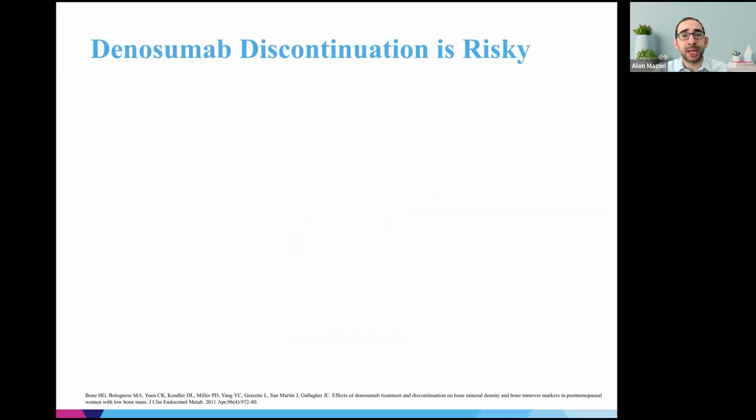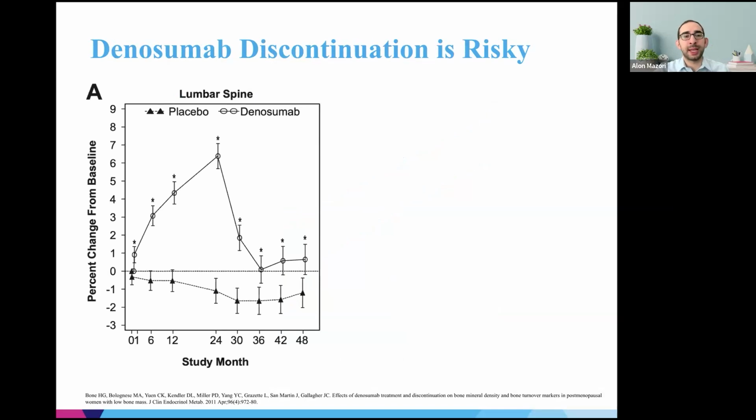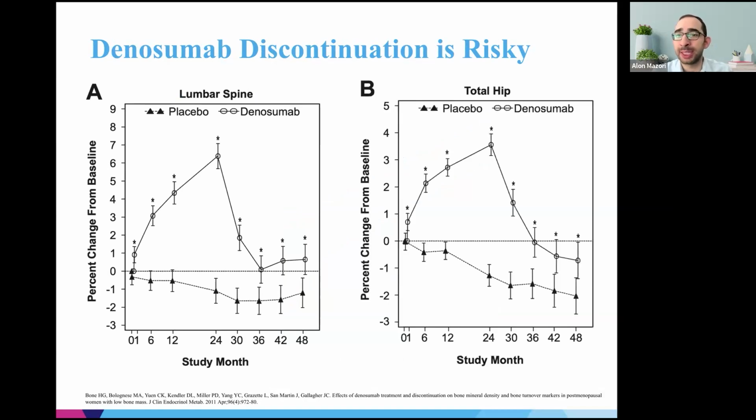However, denosumab cannot be stopped abruptly. Here we see that in individuals who are treated with denosumab for 2 years and then the medication was discontinued, lumbar spine bone mineral density rose and then went down to baseline rapidly. The story is even worse if we take a look at the total hip, where for some individuals, the bone mineral density after denosumab discontinuation fell below baseline.